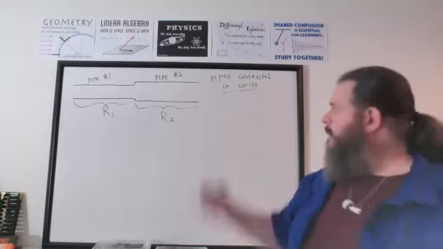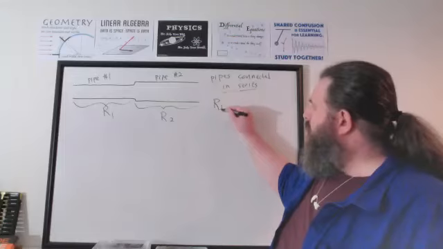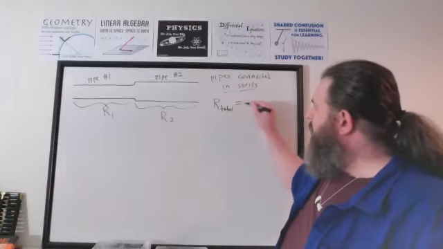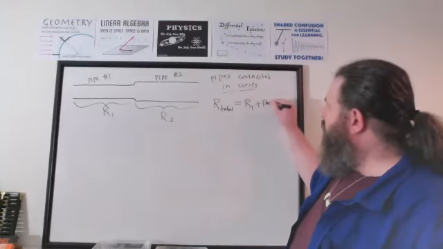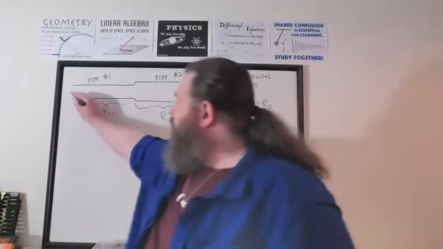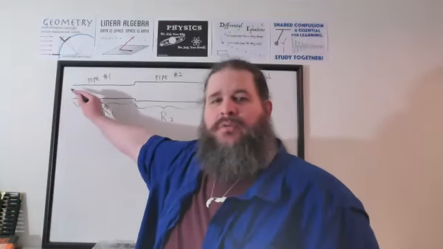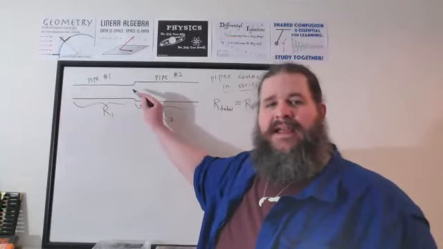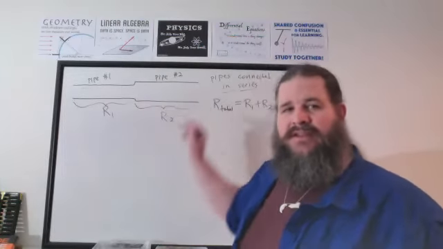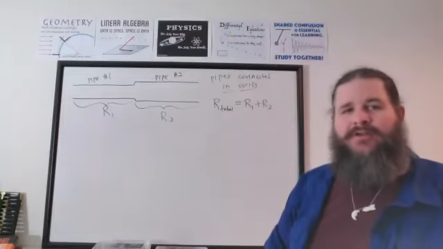R1 plus R2? Yeah. The total resistance of this one big pipe, we can just add those resistances together in the sense that any fluid flowing has to go through this much difficulty and then also this much difficulty to get to the other end. So the difficulty levels combine.